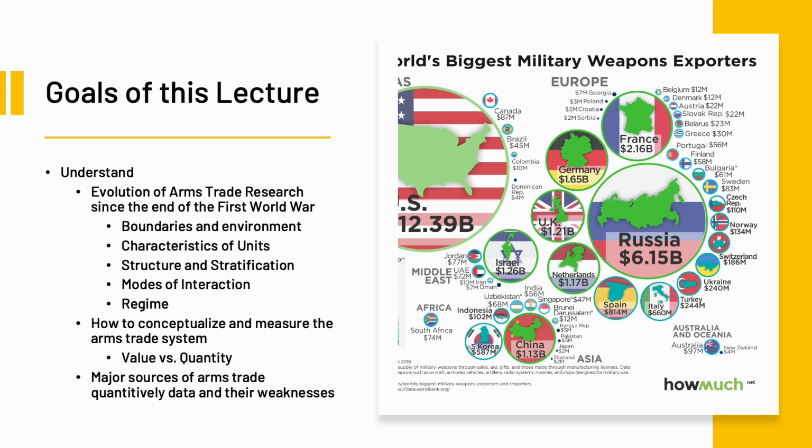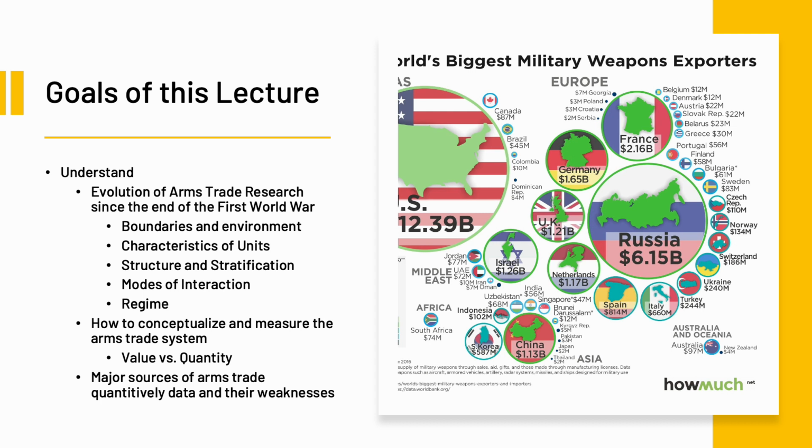So, the goal of this lecture for week two is, first of all, for you to understand a multitude of things. The first thing is being able to understand how the arms trade research has evolved since the end of the First World War, and this is where Lawrence's book comes in. In Lawrence's book, we're going to look specifically at what he defines as the boundaries and environment, characteristics of the units at play, the structure and stratification of the arms transfer system, as well as the modes of interaction and the types of regimes that took part in any particular time period in which he's looking at.